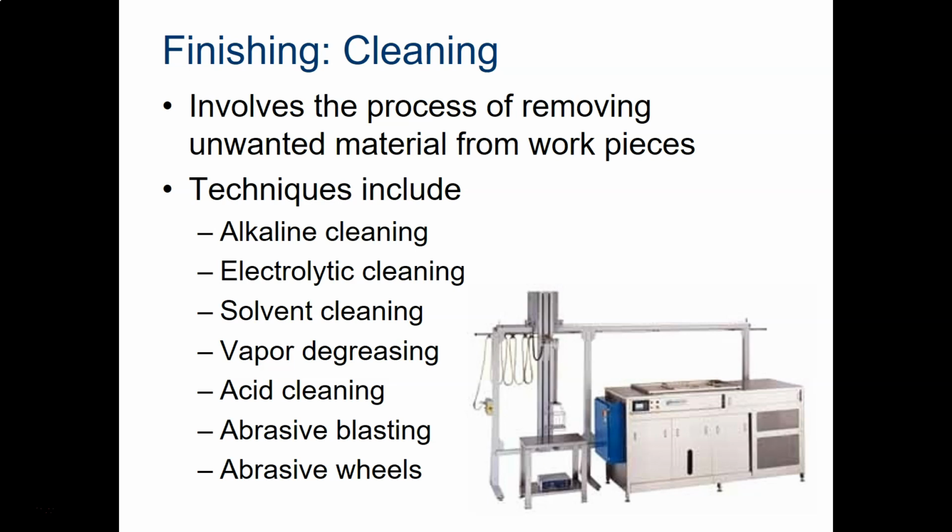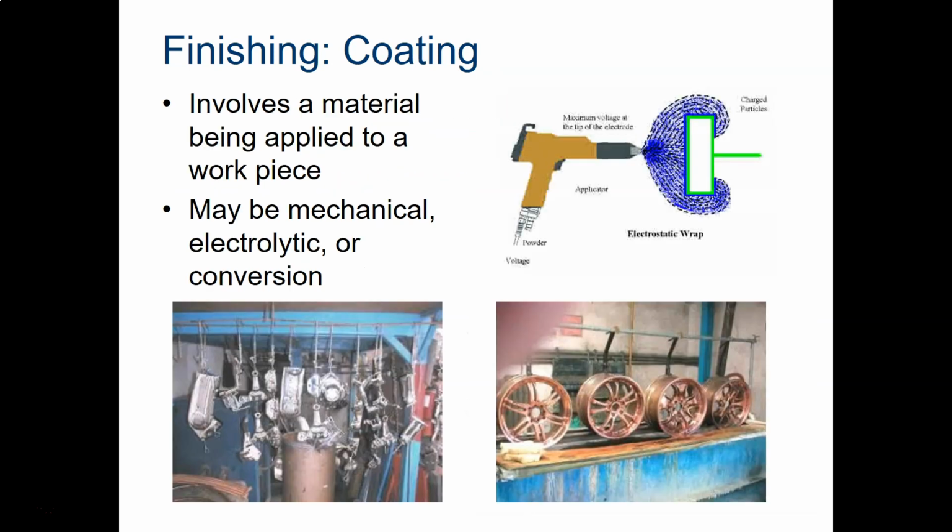Abrasive blasting has abrasive particles that are propelled by compressed air or water at a workpiece to dislodge undesirable matter. And abrasive wheels are wheels made up of abrasive covered cloth that's spun over a surface to clean it. Coating is also a finishing process. Material will then protect the workpiece from atmospheric elements, which could cause corrosion or some other form of surface deterioration.